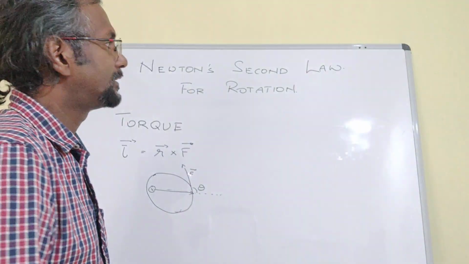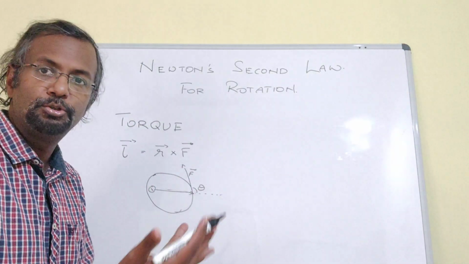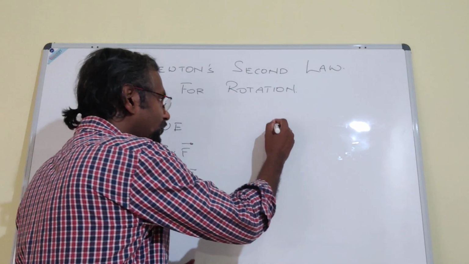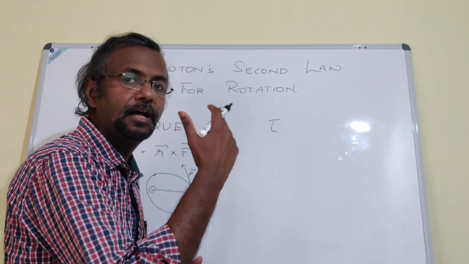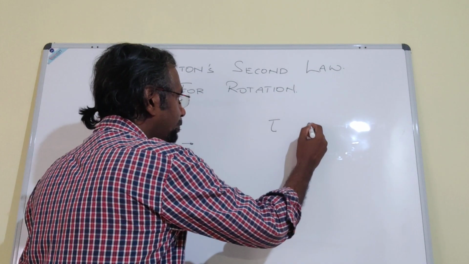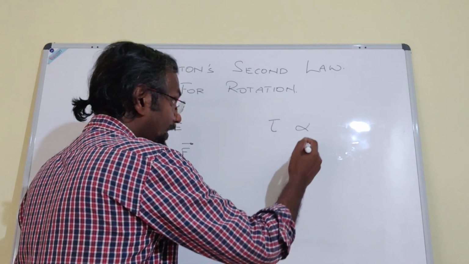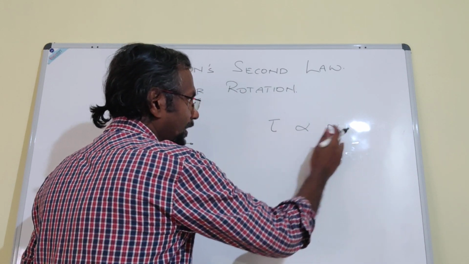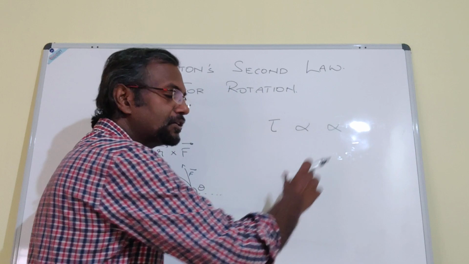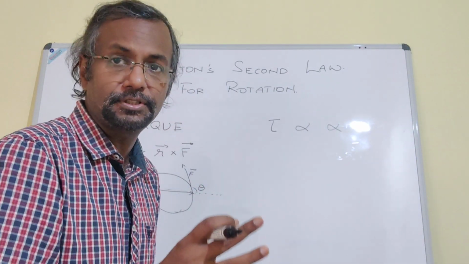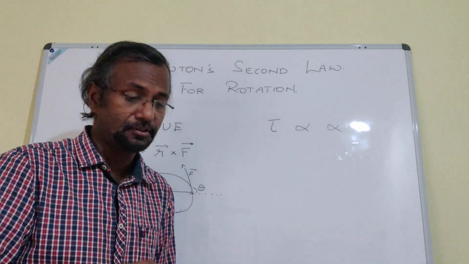And now we know, using Newton's laws, that the torque is going to accelerate the body, or in short, it is proportional to alpha. This is a proportionality sign, or it is proportional to the angular acceleration. The torque is going to create an angular acceleration.